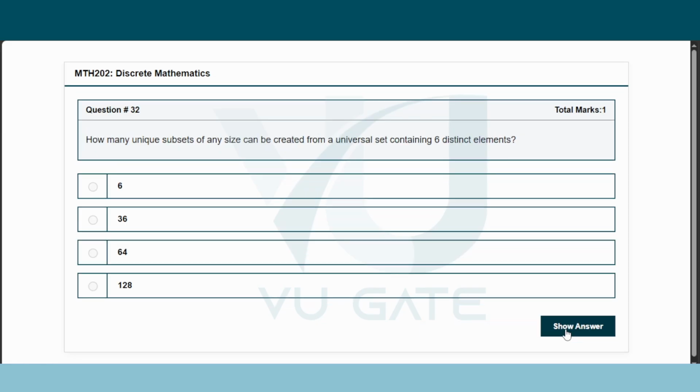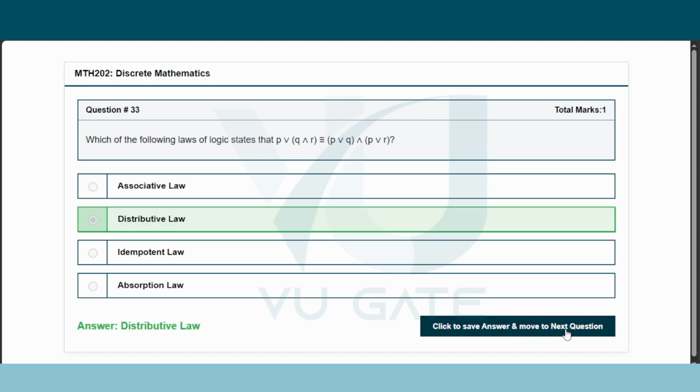Question number 32. How many unique subsets of any size can be created from a universal set containing 6 distinct elements? The correct answer is 64. Question number 33. Which law of logic states that P or (Q and R) is logically equivalent to (P or Q) and (P or R)? The correct answer is distributive law.